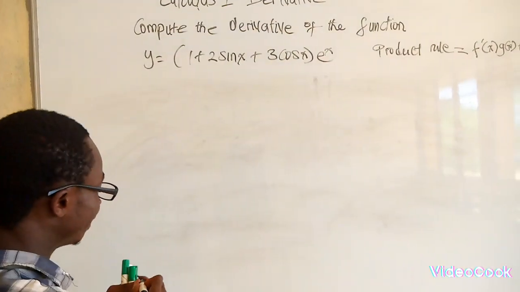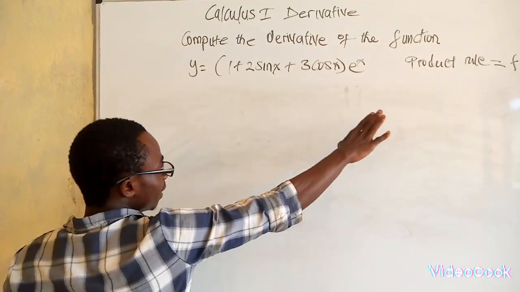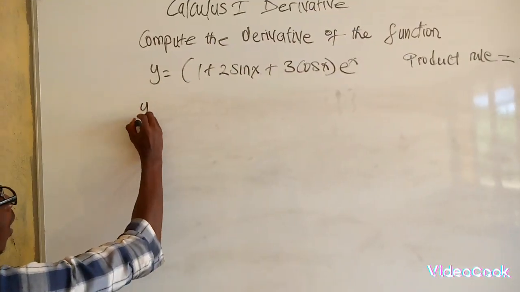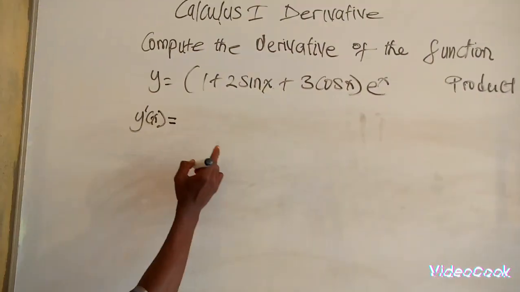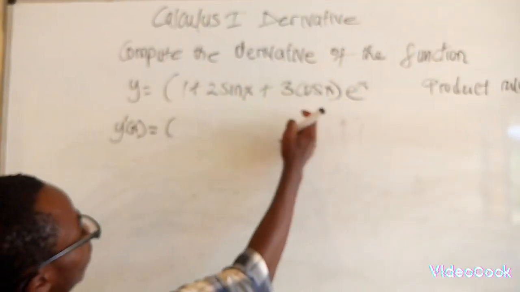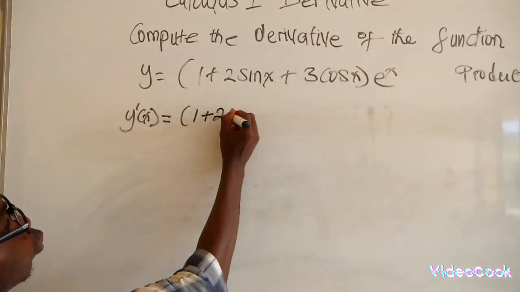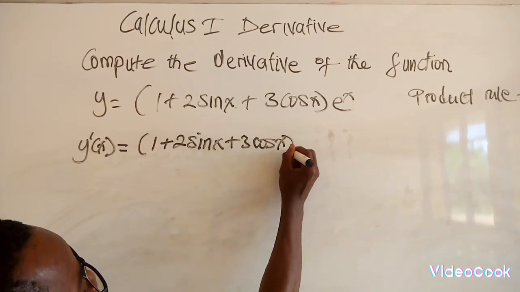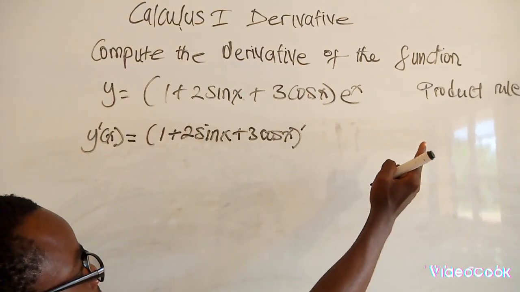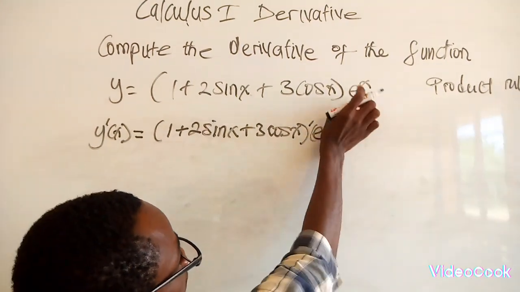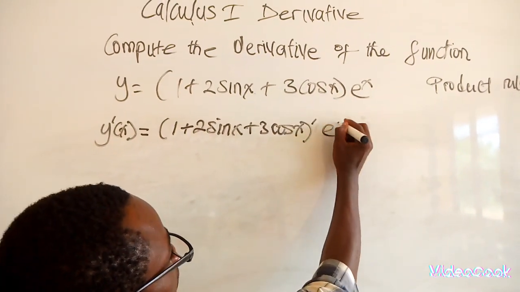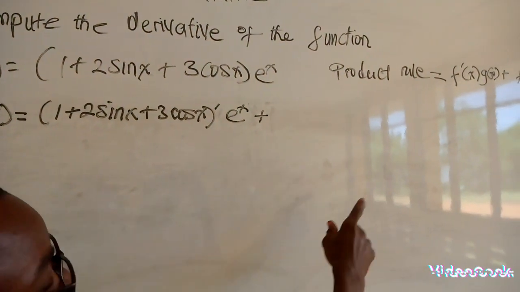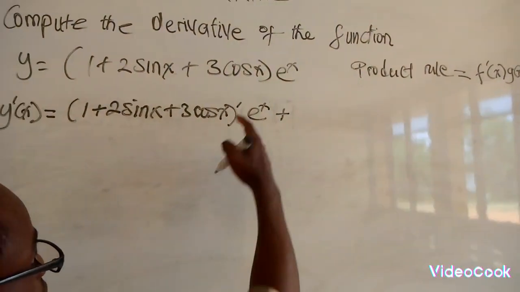So we have to apply this rule to enable us to solve this problem easily. We make this first term f of x. So we're going to have (1 + 2 sin x + 3 cos x) prime, that is f prime of x, times e to the power of x. Let's write this clearly. Plus, the next term is g of x, so g of x is this term.